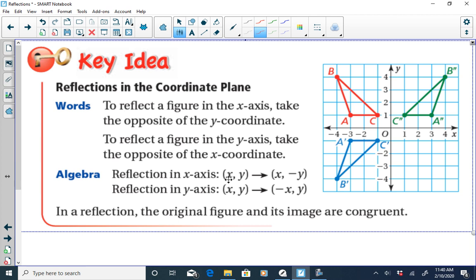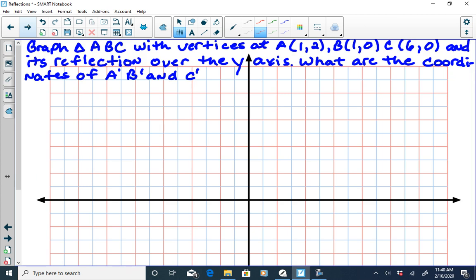So reflection in the x-axis, x value stays the same, y value becomes its opposite. When we have a reflection in the y-axis, x, y goes to the opposite of x, y; the y value stays the same. All right? So let's play around, do some more examples, because there are a lot of other things we do with reflections.